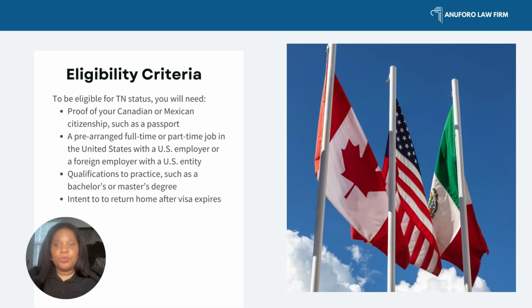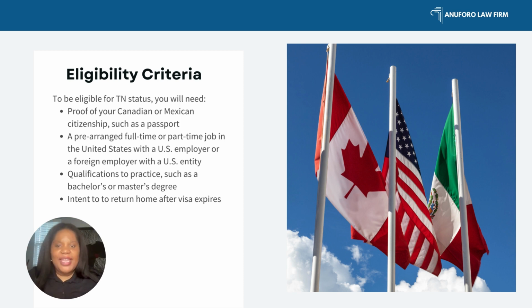Now, what are the requirements to become eligible for a TN visa? To be eligible for the TN status or TN visa, you'll need to first provide proof of your citizenship. So you have to prove that you are a Canadian or Mexican citizen by providing either your passport or your birth certificate. You have to provide proof of pre-arranged full-time or part-time employment, a job offer in the United States with either a U.S. employer or a foreign employer that has a U.S. entity. You must first secure a job offer prior to applying for the TN.